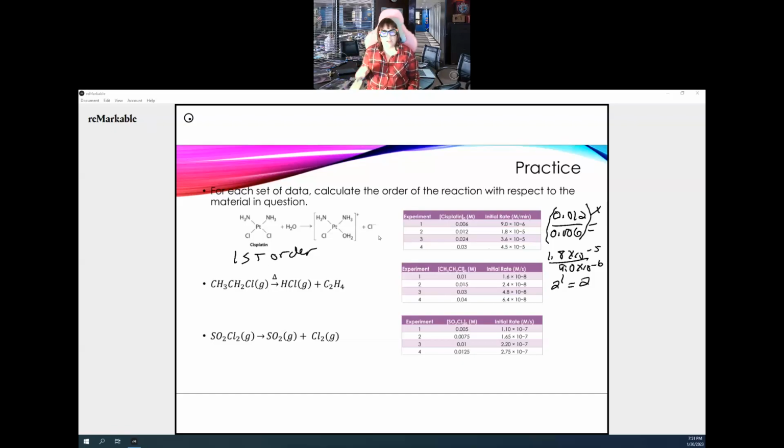Cool. Now I can do that math with the next set. We can do this one too. I'm actually going to put this one up here at the top. So I take the second row, 0.015 over the 0.0.